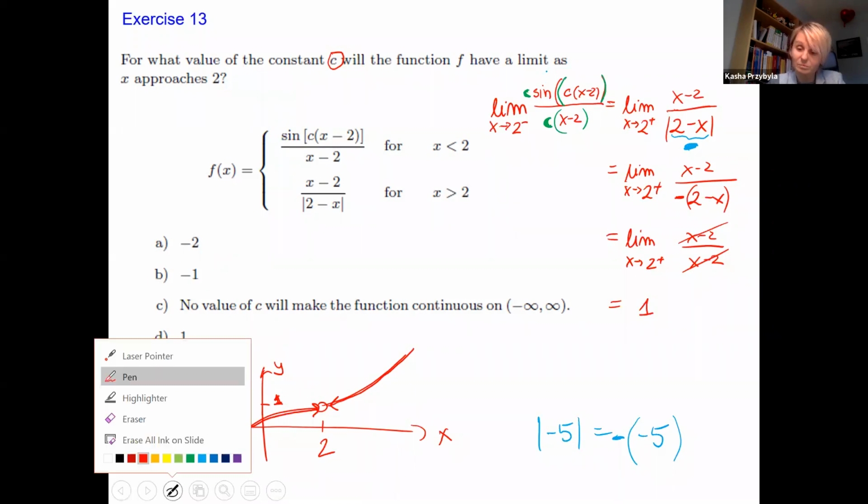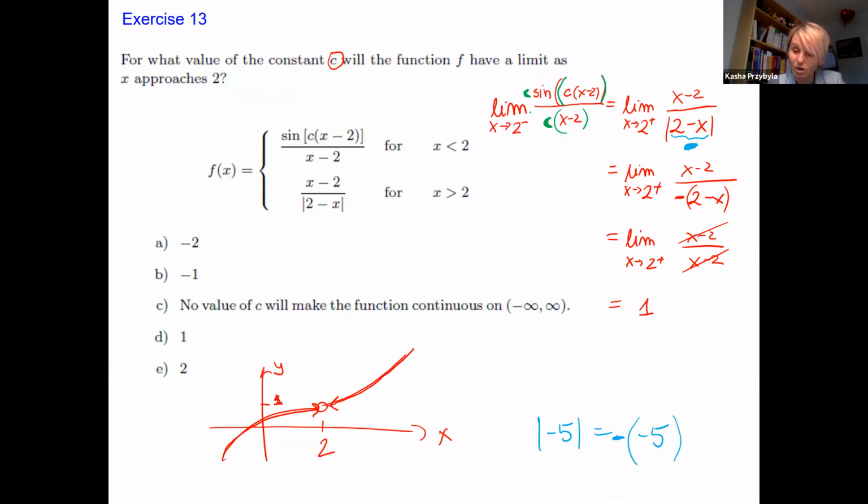And now I will loop. This is my perfect property. Sine of c times x minus 2 over c times x minus 2. And this quantity c times x minus 2 is 0 at 2. Doesn't matter if it's from the left or right, it's 0. That means I have sine of 0 over 0.